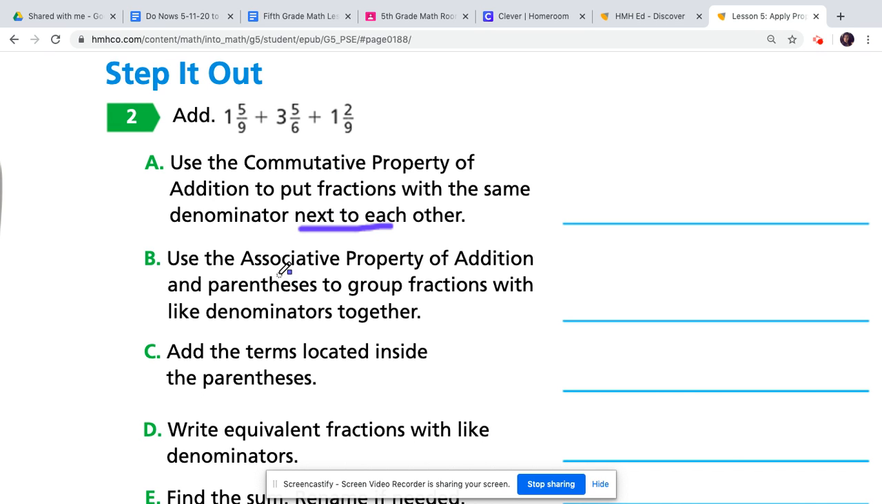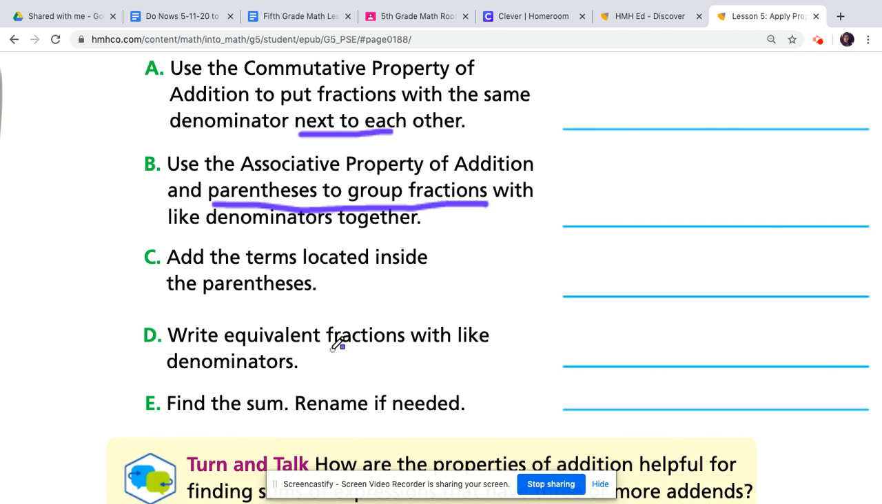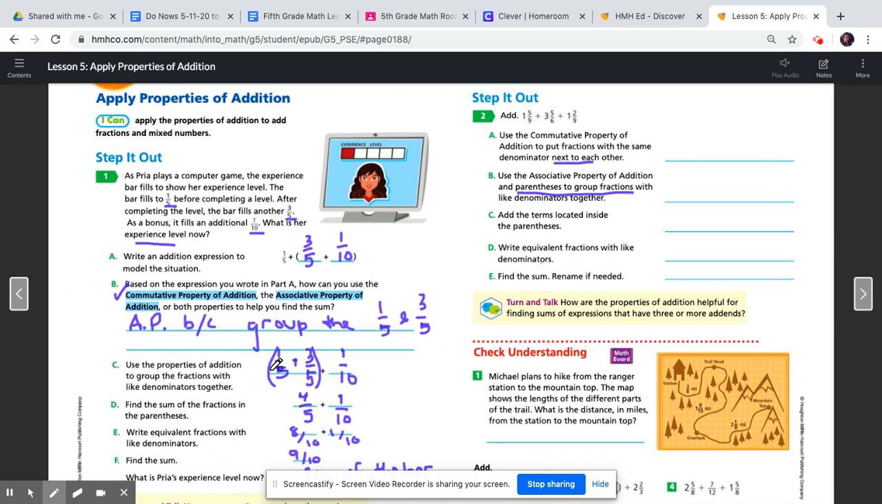Then for part B, it says use the associative property of addition and parentheses to group the fractions. So here you want to use parentheses to group fractions with the same denominator. So once you have changed the order of these, and remember, the whole numbers stay with the fraction. You can't just say, okay, 5/9, you stay here, I'm going to bring this 2/9 over here and then leave this 3 here. It's 1 and 5/9, 3 and 5/6, 1 and 2/9. They move together. Okay? And then step by step, add the ones that are inside the parentheses. What's the equivalent fraction with like denominators? Find the sum. So use the same steps that I just went through for number 1.